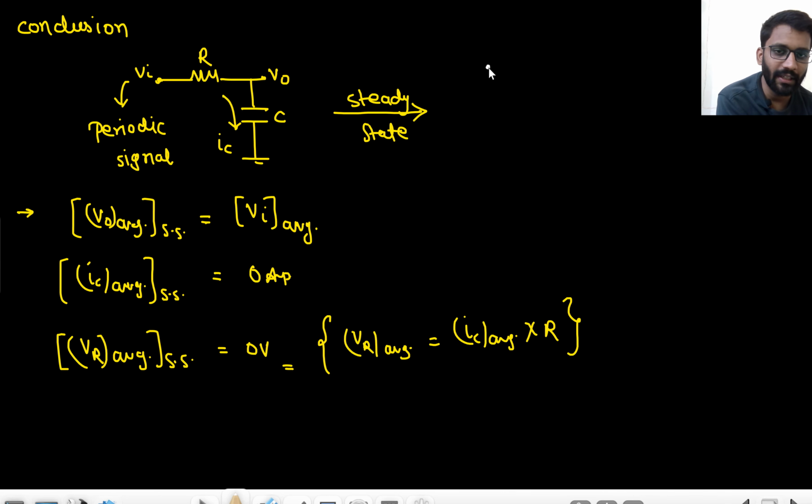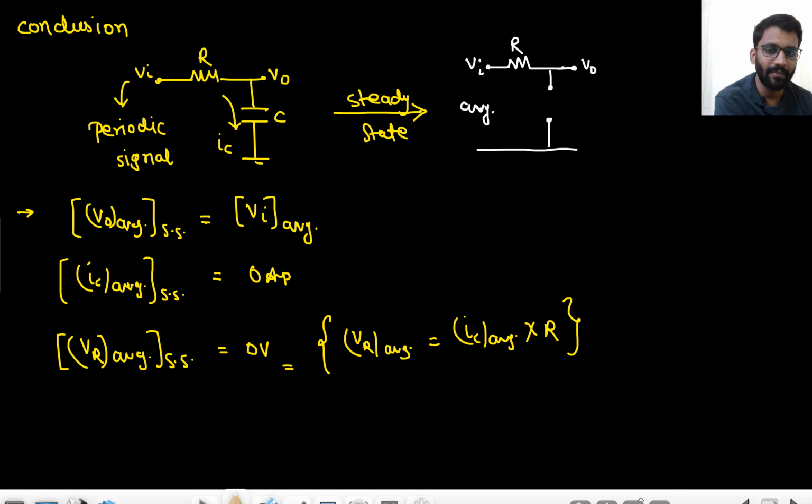But the logic is at steady state, the average capacitor current is 0. That's why we can replace this with an open circuit. Okay. So this capacitor can be replaced with the open circuit, and this is the input applied. So whatever the average value of the input is, the same average value will be reflected at the output. The same value will be reflected at the output.